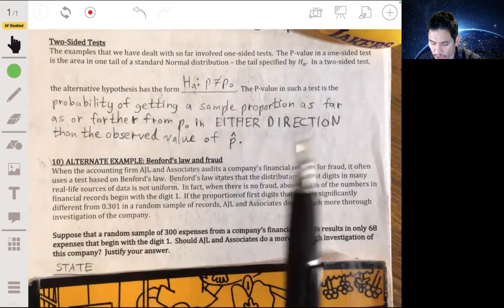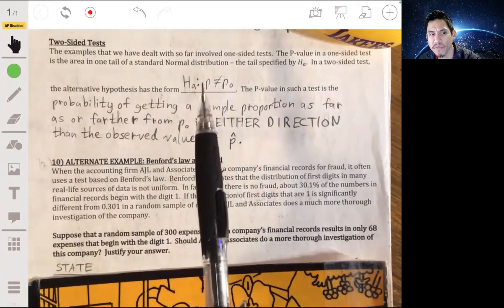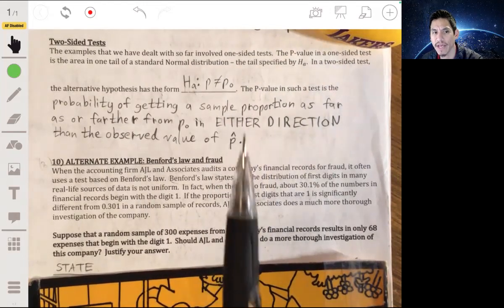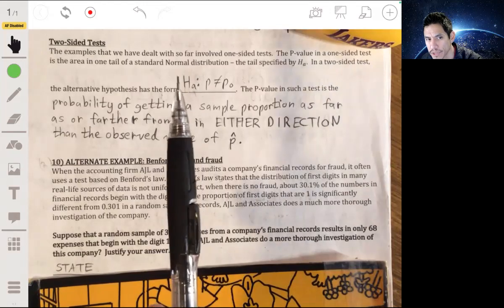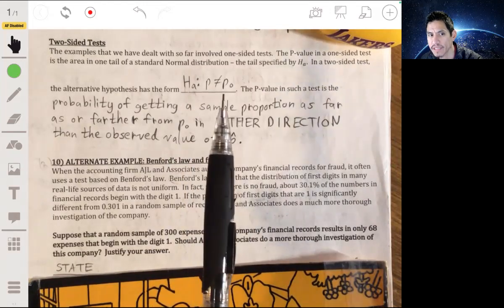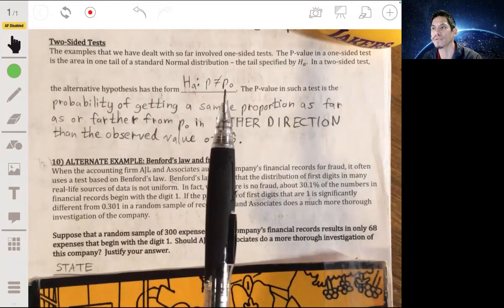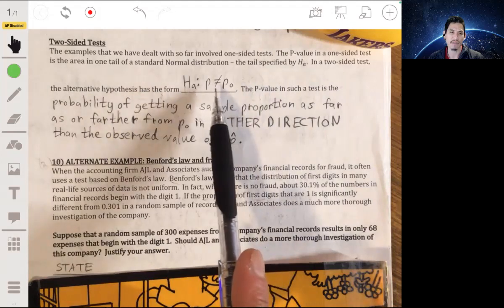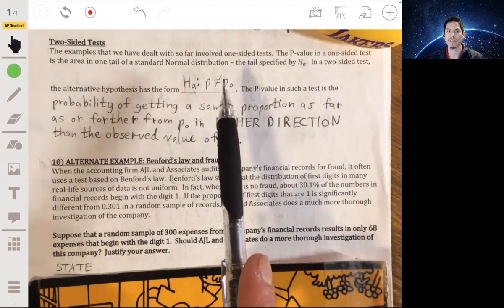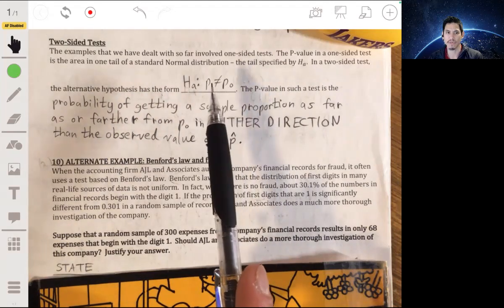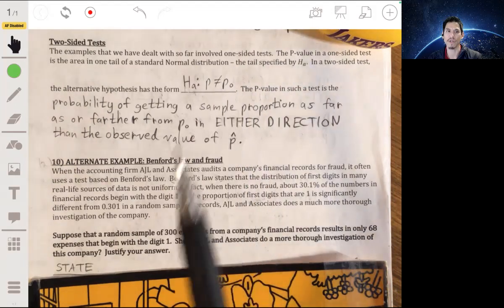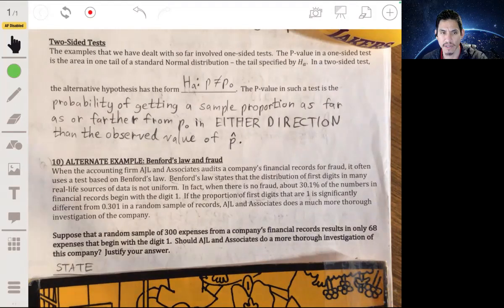Okay, so we use two-sided tests when our alternative hypothesis claims that the proportion is not equal to the null hypothesis proportion, whatever that is. So we're basically saying not equal to. It's not saying that it's greater than, and it's not saying that the true proportion is less than. It's saying the true proportion is not equal to what the null hypothesis is claiming.